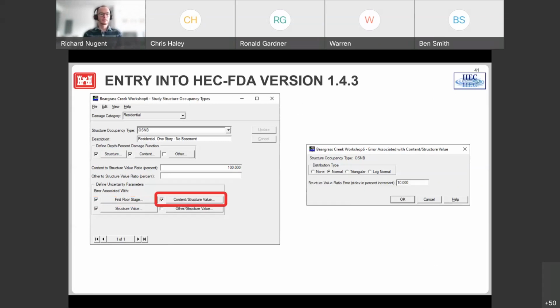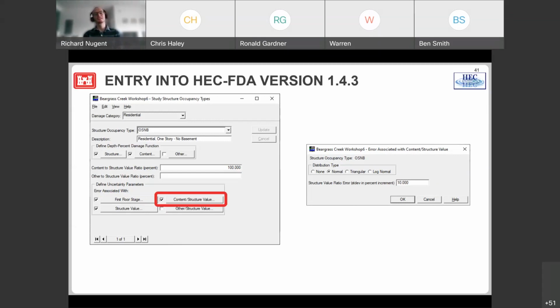We will reflect the uncertainty in the content to structure value ratio that we just talked about. So here, our content to structure value ratio is 100%. So here we're saying that the value of the contents in a structure are equal to the value of the structure itself. And our uncertainty parameter here is 10%, so this is standard deviation in percent increment.